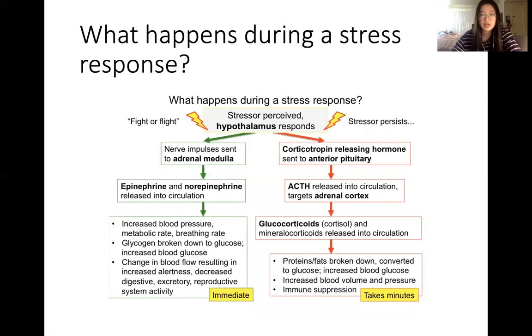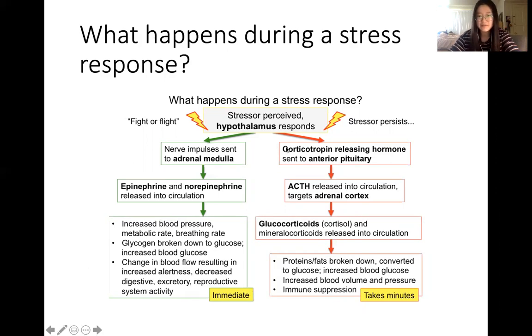So what happens during a stress response? First, we get stress and the hypothalamus responds. At that point, we get a direct nerve signal, or nerve impulses, sent to the adrenal medulla, which we know as the fight or flight response. After that, the epinephrine and norepinephrine get released into the circulation, and then we get a series of responses like increased blood pressure, metabolic rate, and breathing rate, and glycogen broken down to glucose. We get increased blood glucose. We get changes in blood flow resulting in increased alertness, and decreased digestive, excretory, and reproductive system activity. And as I said before, this is an immediate reaction.